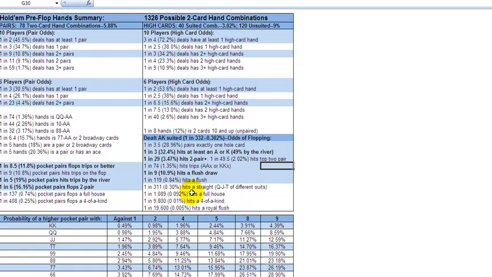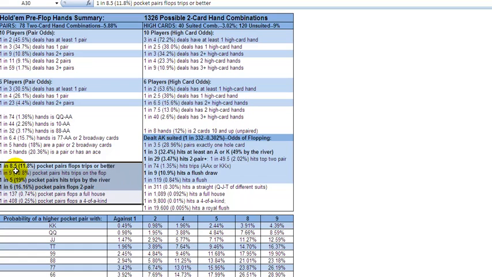Hitting a full house with non-paired hands, over 1,000 to 1, right? 4 of a kind, 9,800 to 1, and yeah, royal flush. Forget it. 0.005% of the time. Here, very briefly, with pocket pairs.